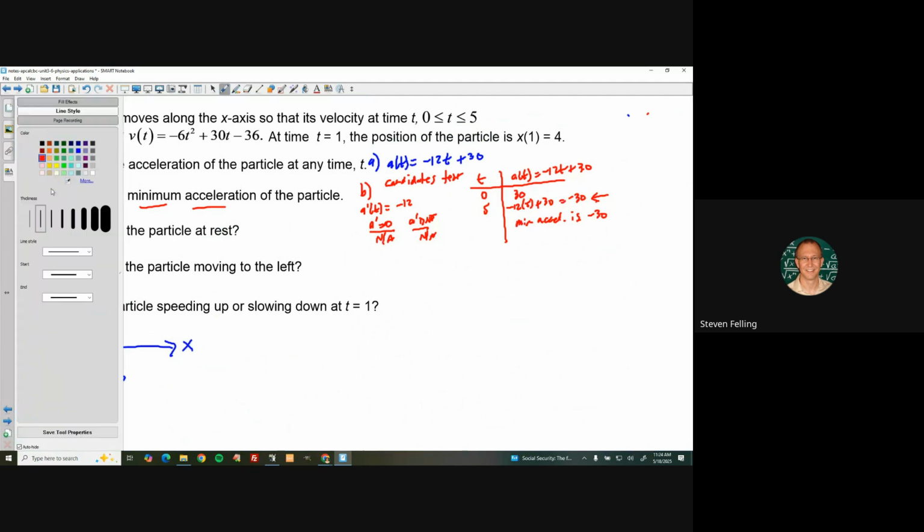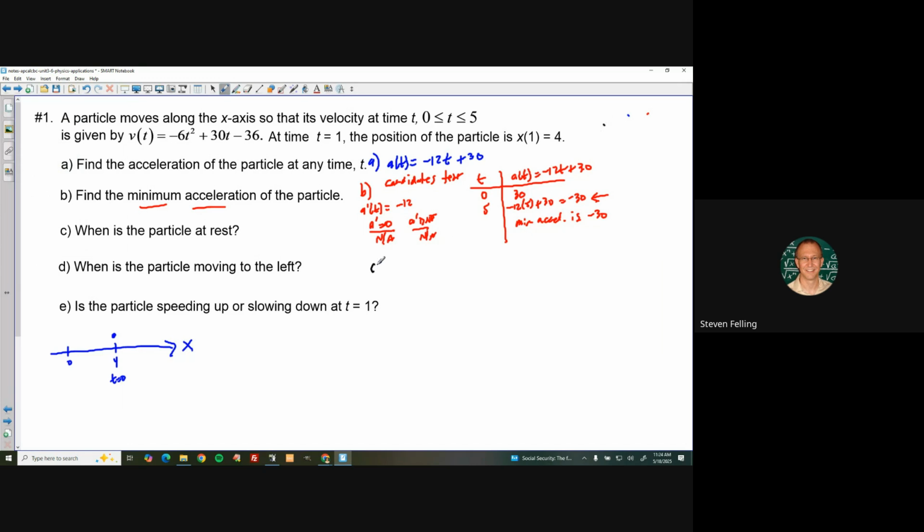Okay, when is the particle at rest? So the particle is at rest. I would write this for C. Particle is at rest when the velocity is 0, when v of t is equal to 0, right? And they gave me v of t, so I have to solve this equal to 0. Let's see if we could factor this. Can you do this? Yeah, I think we can do this.